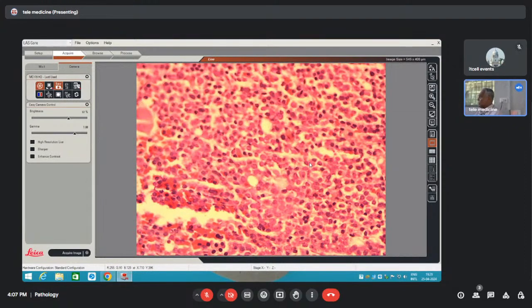Burkitt, most important, starry sky pattern, tingible body macrophages along with blast-like cells. They are TDT negative, CD34 negative, BCL6 positive. This is a germinal center cell. CD10 positive. BCL2 negative. क्यों? अरे टेंजिबल बॉडी मैक्रोफेजेस देख रहे हो, एपोप्टोसिस हो रहा है. BCL2 इज एंटी एपोप्टोटिक ना, समझ गया? दिमाग लगाओ. सो बर्किट लिम्फोमा इज अ जर्मिनल सेंटर सेल.